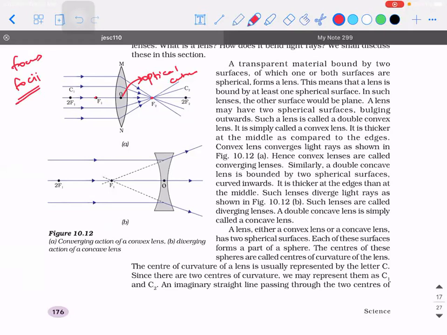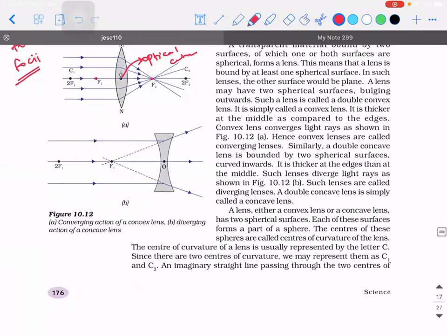Now comes another question. You know what the optical center is? It is the center of the lens. Secondly, how do you define the focus of a lens?